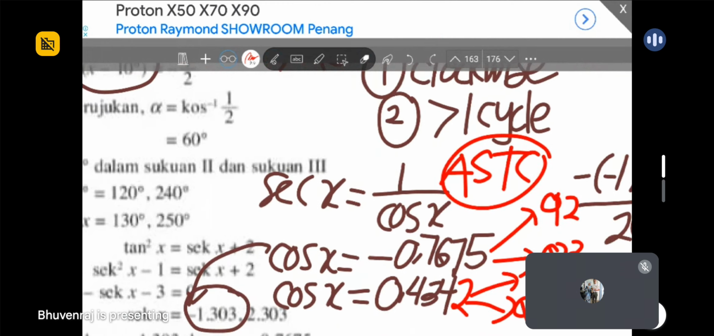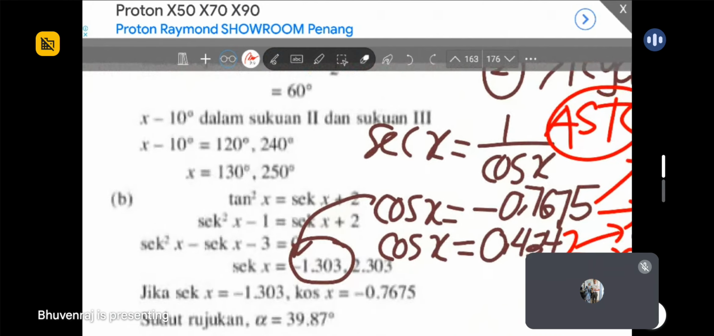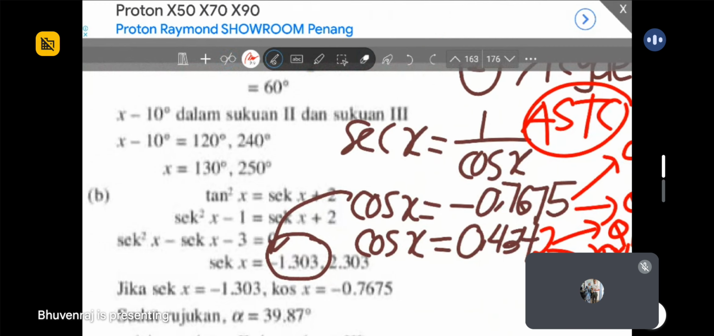Alright? Okay, so now, of course, you must start to find your reference angle. Okay, kena cari sudut rujukan. Okay, so for the first equation, you will get this. Okay, so you just need to shift cos 0.7675. Okay, jangan shift cos negative sign tu. Kena keluar simbol negatif. Okay, just take the magnitudes only. Okay, so you will get 39.87.